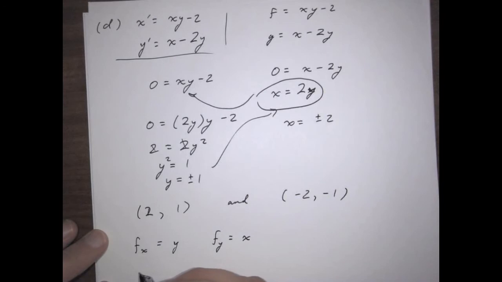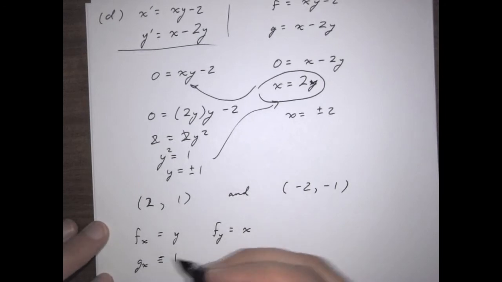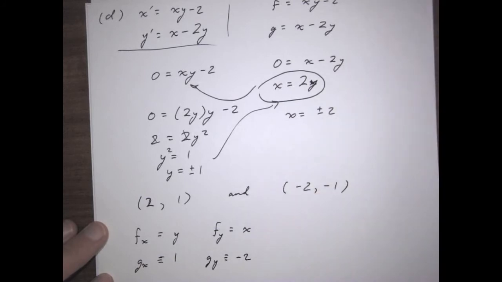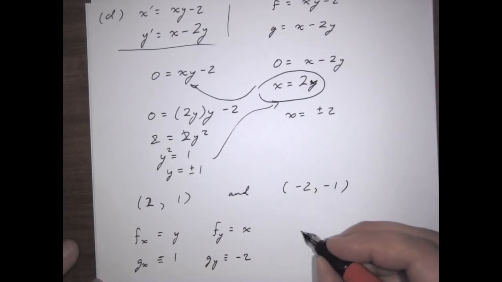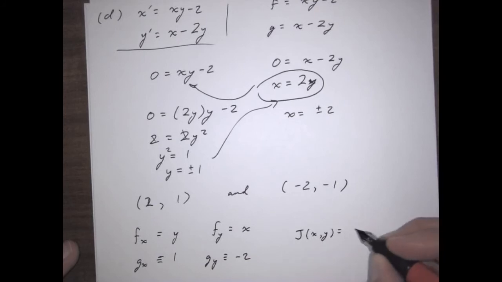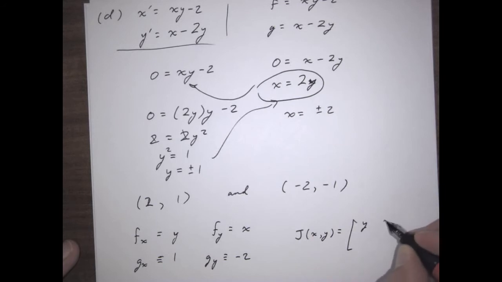Now g sub x is going to equal the number 1, identically equal to that. And g sub y is going to be identically equal to negative 2. Again, just because it's equal to a constant here, we want to make sure that we know that it is a constant function, not just a one-off. So that means J of x, y is equal to y, x, 1, negative 2.